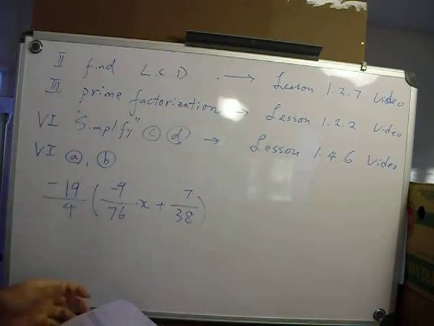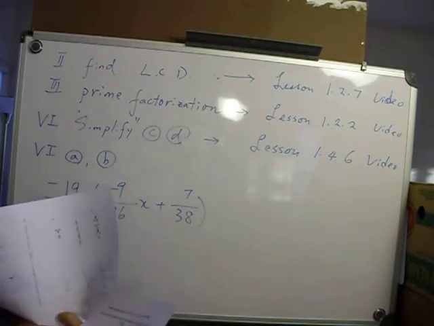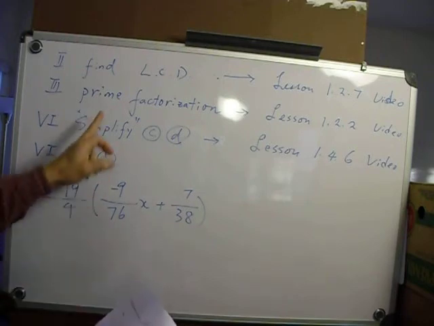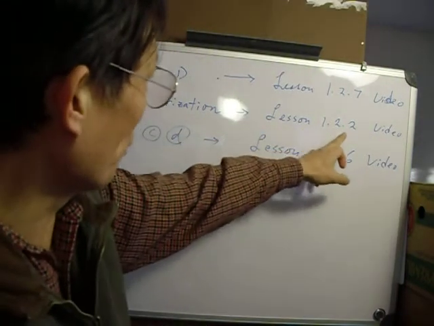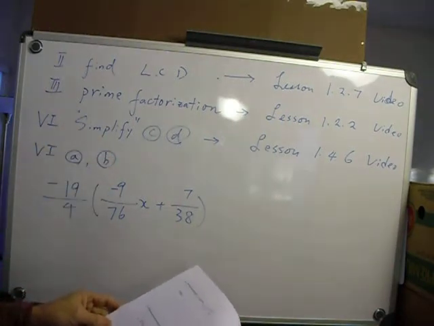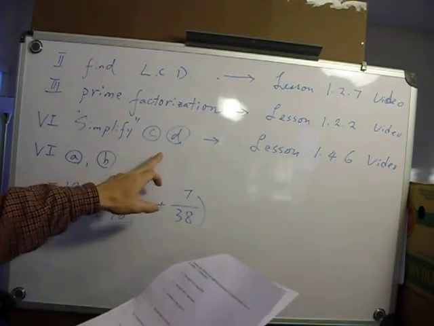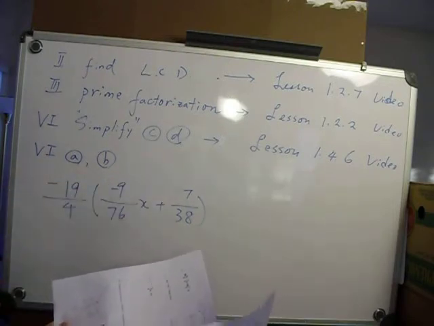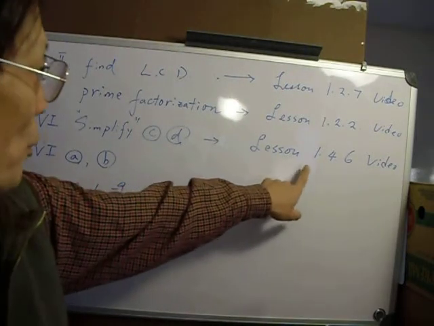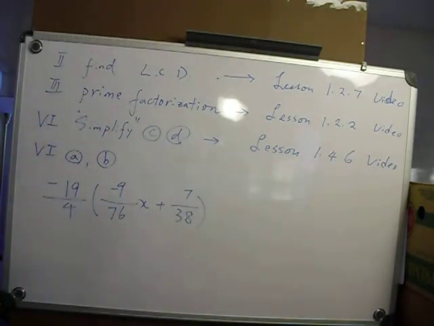And the number 3 problem, prime factorization of 72450. That's a large number. You can find that example in the 122 video. And number 6, the simplifying problem, C and D. You can find a very similar example at 146. That video should help you to do C and D.